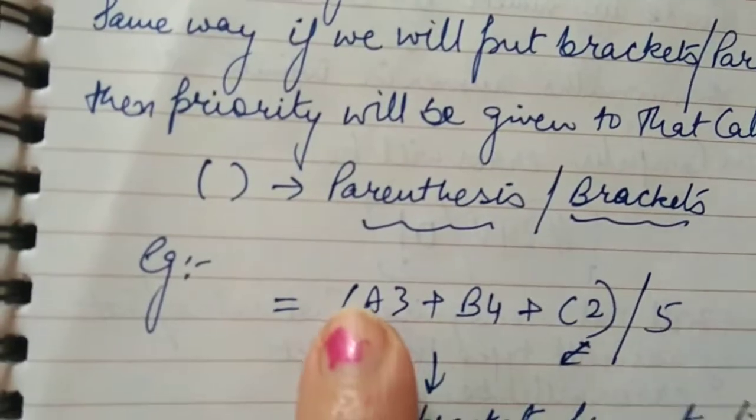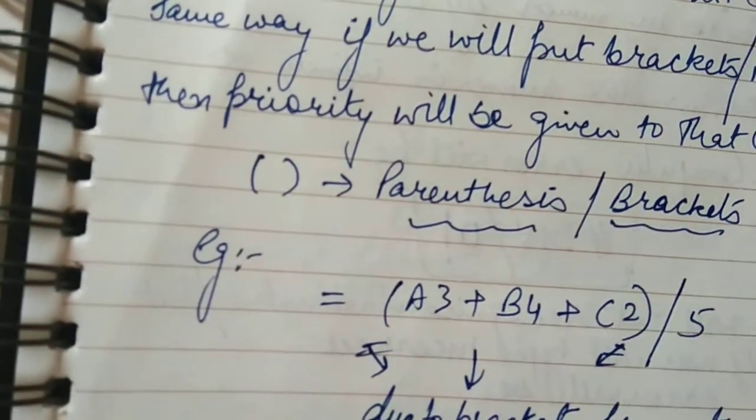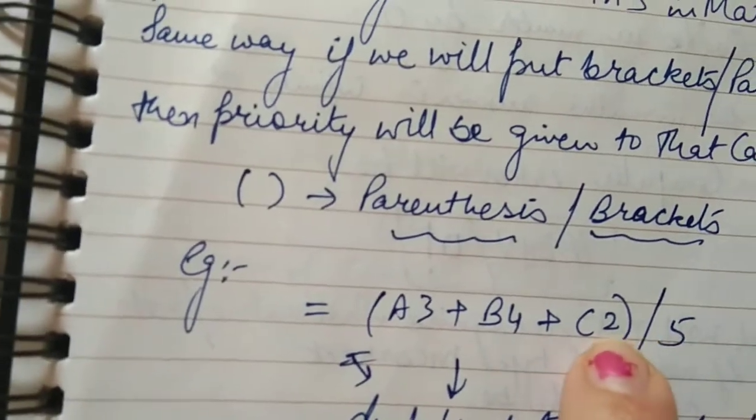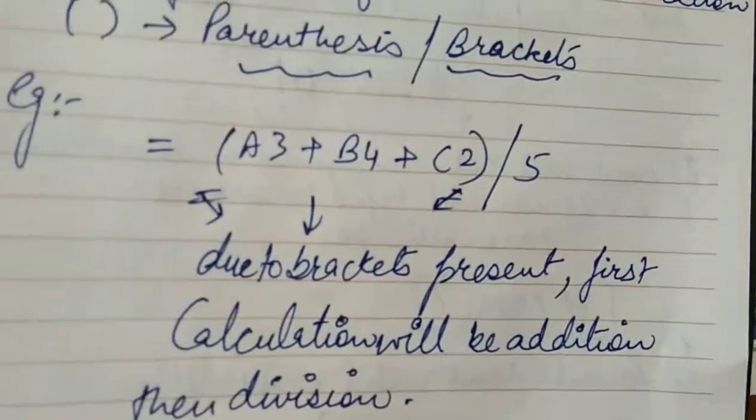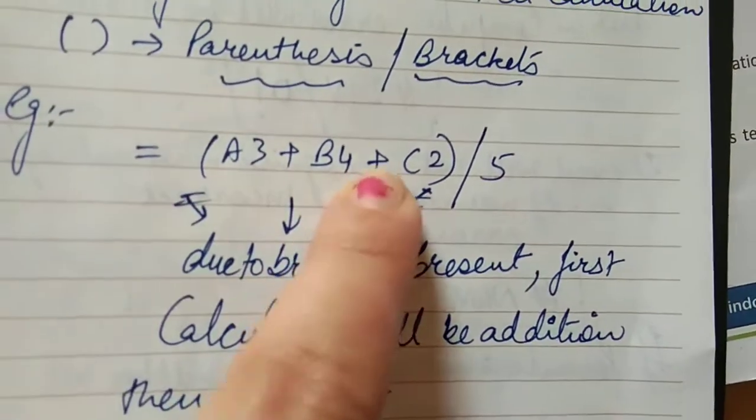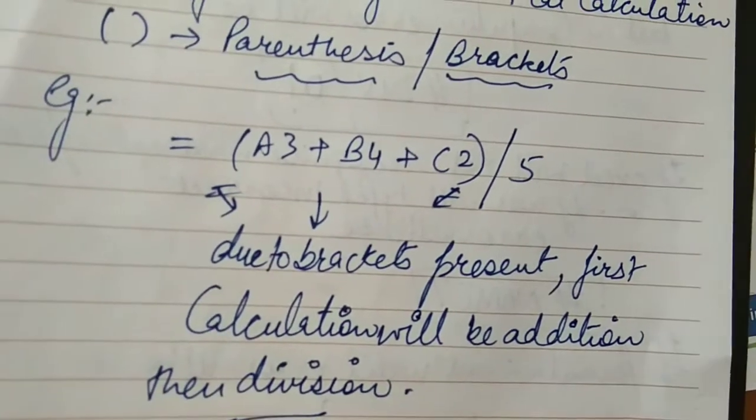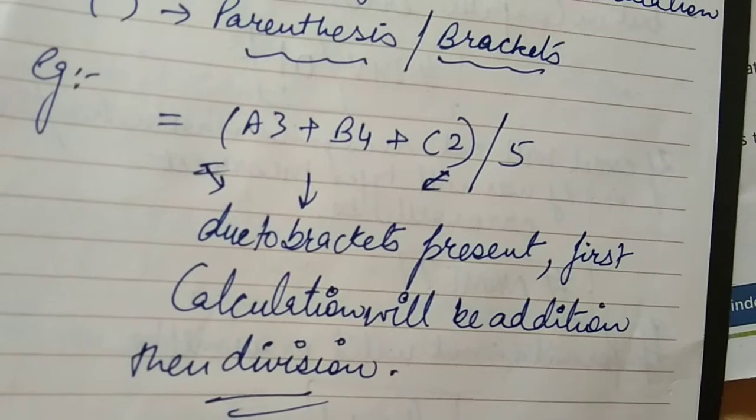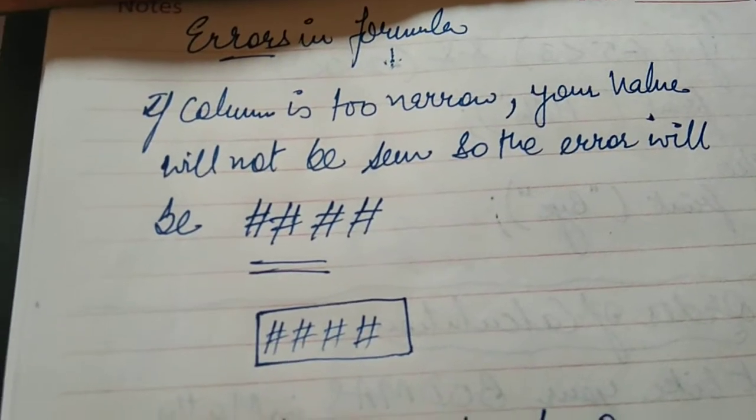For example, I have written A3 plus B4 plus C2. If the bracket is not there, then C2 will be divided by 5. But if we put the bracket here, then due to the brackets, the first calculation will be the addition of these three. After that, the division will be there. So in this way, we can change the priority of the calculations by putting the parenthesis sign or the bracket sign.